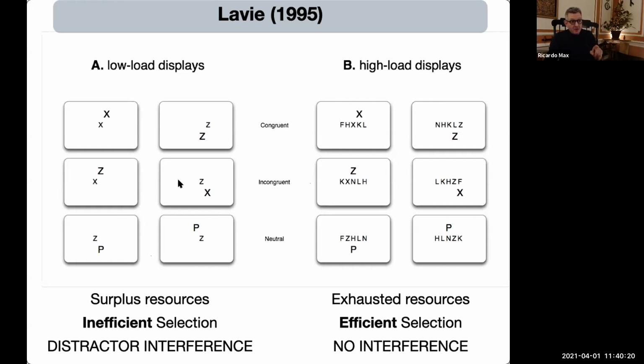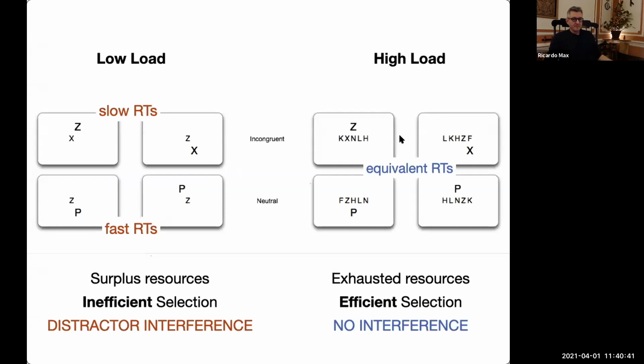The incongruent trials in low-load displays are faster, all in all, than the neutral trials in the high-load displays, okay? So the efficient selection, the no interference, is the difference between this and this. Here we have equivalent RTs, here we have slower for incongruent and for neutral, even though all those trials are faster to respond than all those trials.